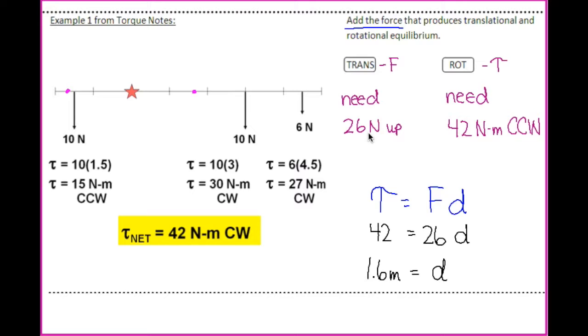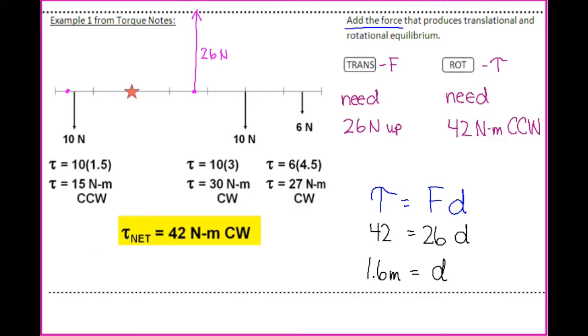I need a force up and I need it to make a counterclockwise torque. If I put it here, that would make a clockwise torque. So you can tell I need to put it here, a force up here, so it would make counterclockwise. And I'm going to add that to my picture. 26 newtons right here. And that's all there is to this. It's pretty simple when all your forces are straight up or down. Now remember, we did start from yesterday's notes, so all this was already done. If this wasn't already done, you'd have to find your net torque first.